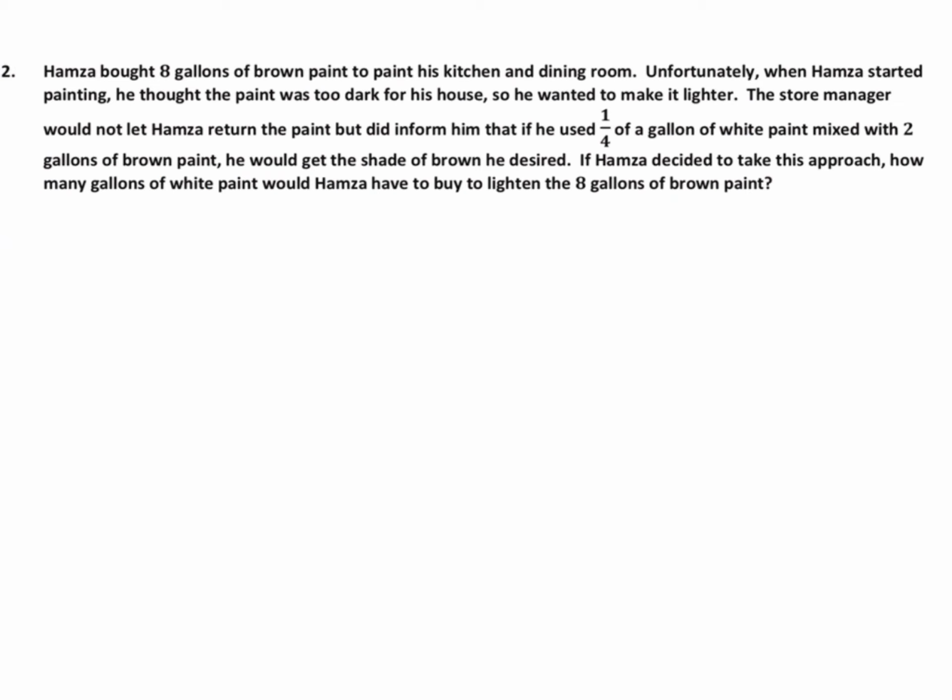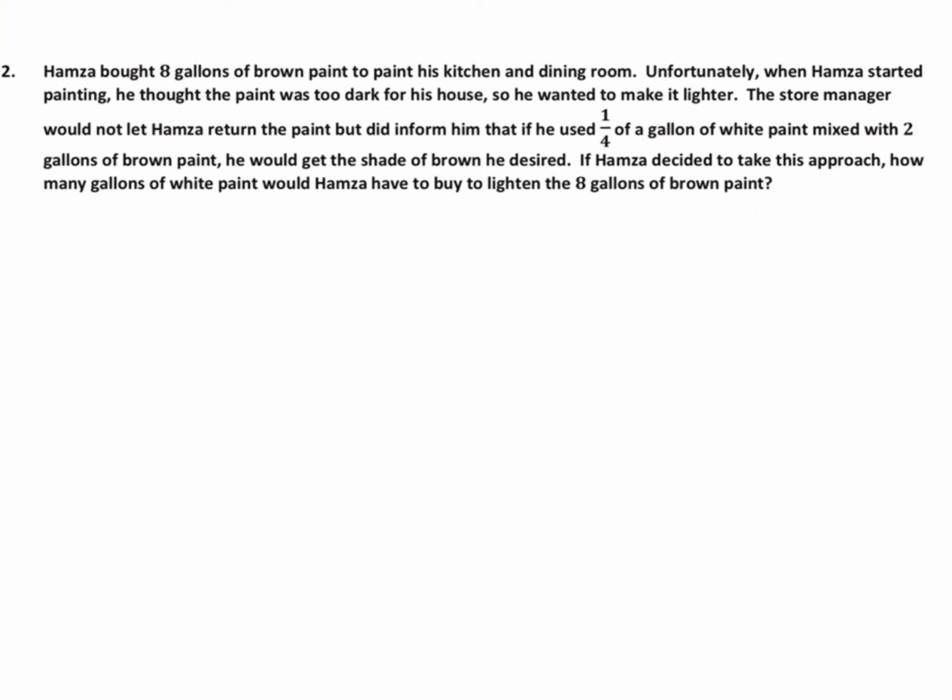Looking at number 2. Hamza bought 8 gallons of brown paint to paint his kitchen and dining room. Unfortunately, when Hamza started painting, he thought the paint was too dark for his house, so he wanted to make it lighter. The store manager would not let Hamza return the paint, but did inform him that if he used 1/4 of a gallon of white paint mixed with 2 gallons of brown paint, he would get the same shade of brown he desired. If Hamza decided to take this approach, how many gallons of white paint would Hamza need to buy to lighten the 8 gallons of brown paint?